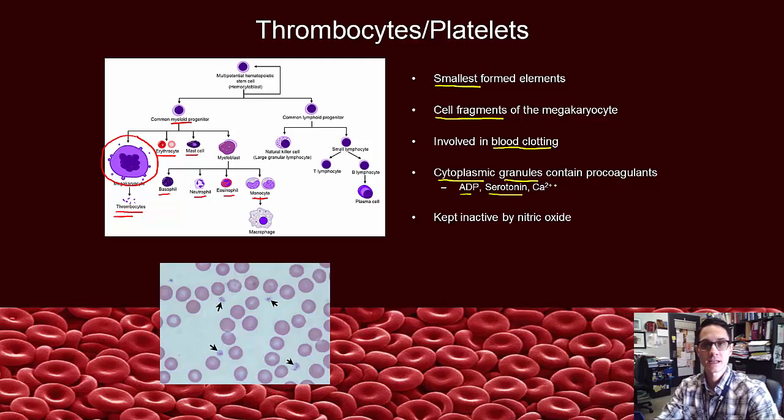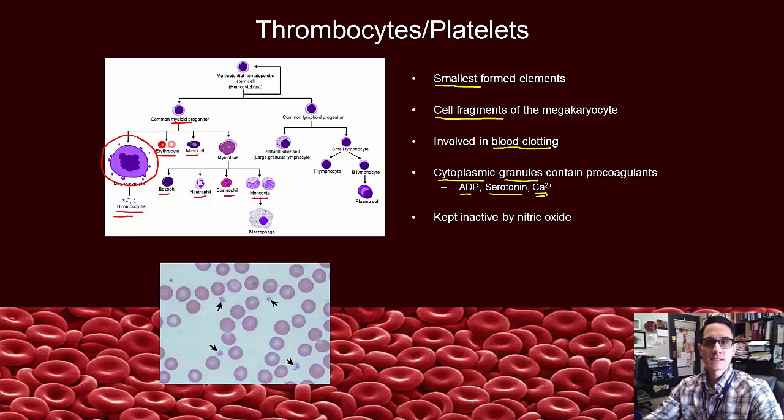Okay, you may recognize that as the molecule that ATP becomes after it transfers a phosphate group to a molecule, so that molecule can do some work for us. Serotonin, okay, so serotonin we see is an important neurotransmitter, and also calcium. So these granules are going to contain these chemicals. The chemicals will be secreted, and that will allow the clotting process to take place.